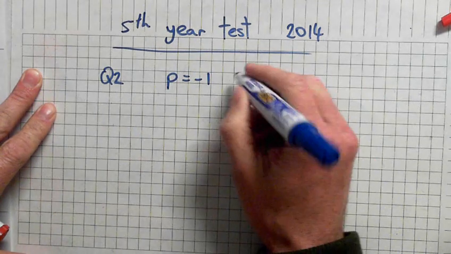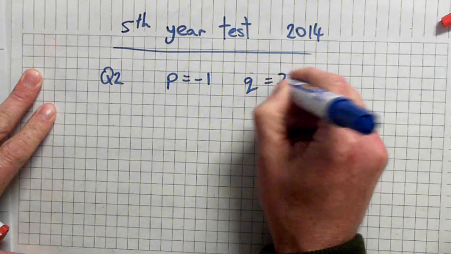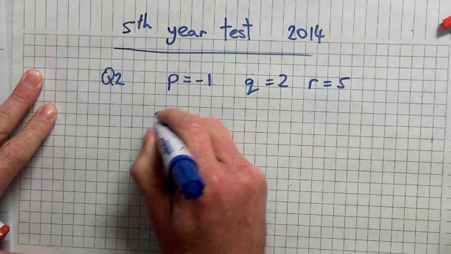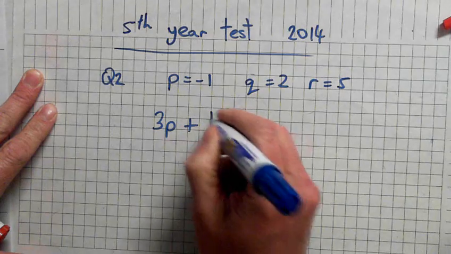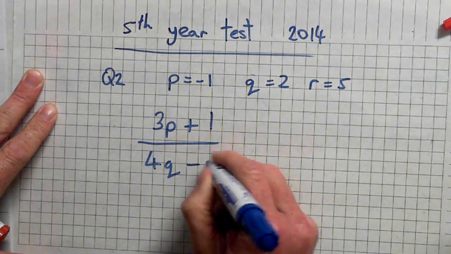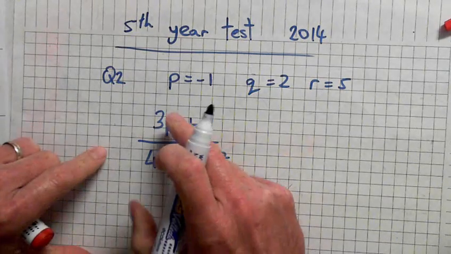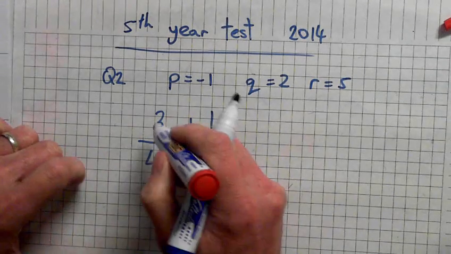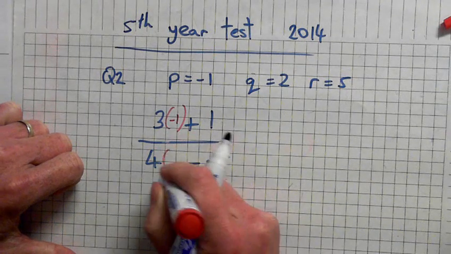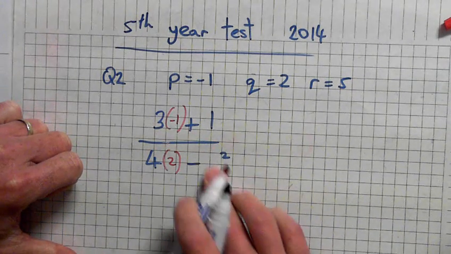p is equal to minus 1, q is equal to 2, r is equal to 5. We have 3p plus 1 over 4q minus r squared. I'll just rub out. So instead of p, you have minus 1. Instead of q, you have 2. And instead of r, you have 5.